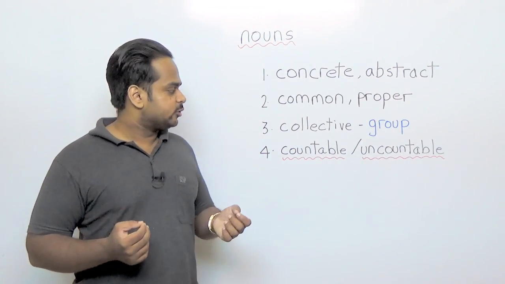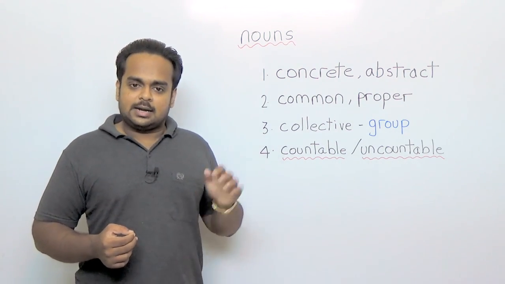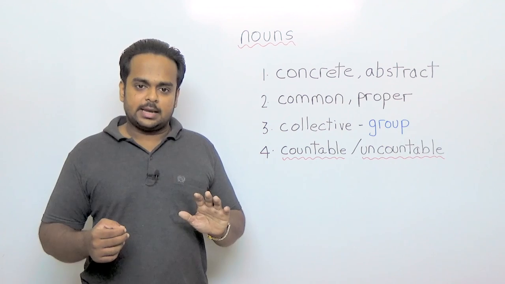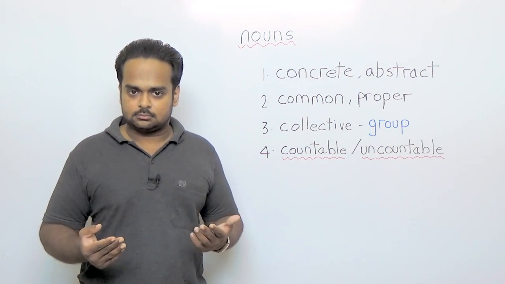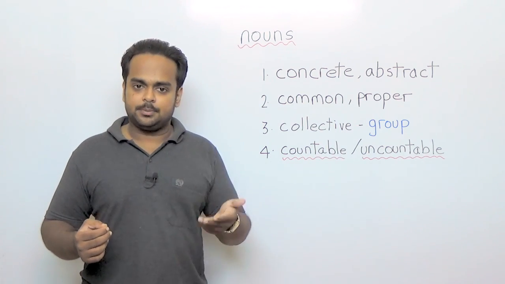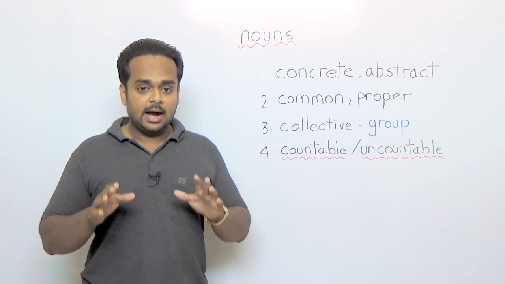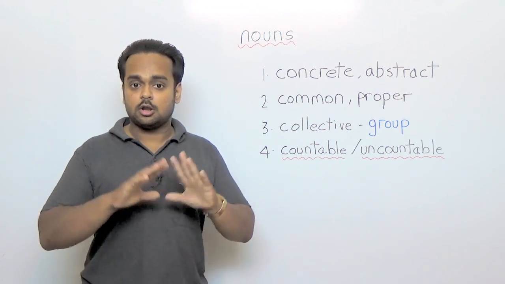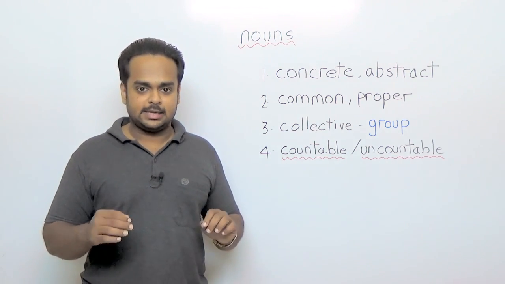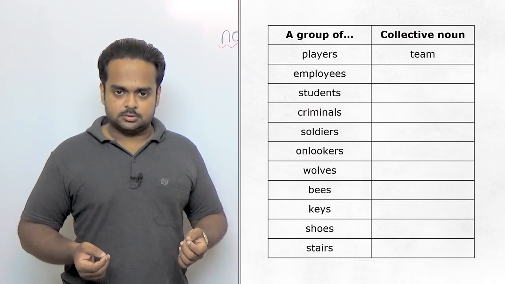Okay, let's now turn to the really interesting collective nouns. Collective means something like collection. And a collective noun is the name given to a group of people, animals, places, or things. I say that these are interesting because there are a lot of collective nouns in English and they can be very interesting to learn. Let's look at some common examples.